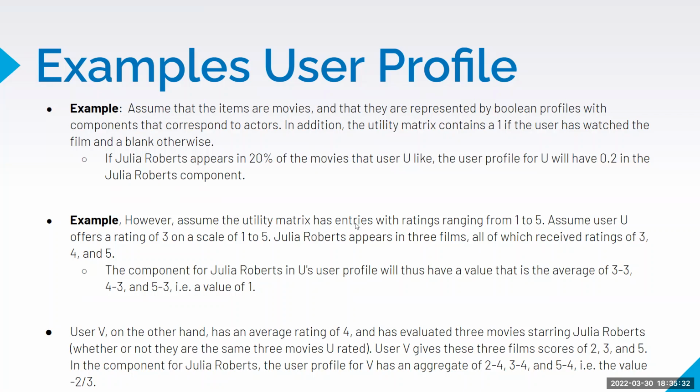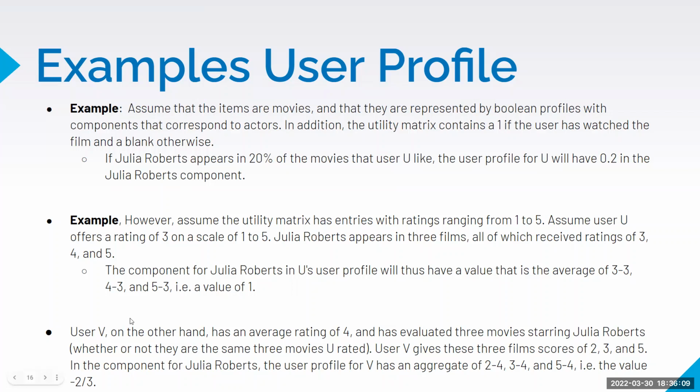However, now assume that the utility matrix has entries with ratings from 1 to 5. Assume that user U gives a particular rating to a movie on a scale of 1 to 5, and Julia Roberts already has 3 films with other ratings possibly of 3, 4, and 5. Now the component for Julia Roberts in the user profile will have the average value of the ratings provided, which is 3, and the other existing ratings: 3 average 3, 3 average 4, 3 average 5, and so on.